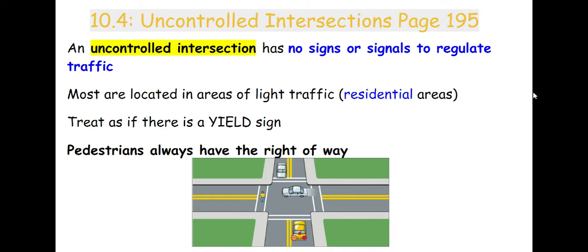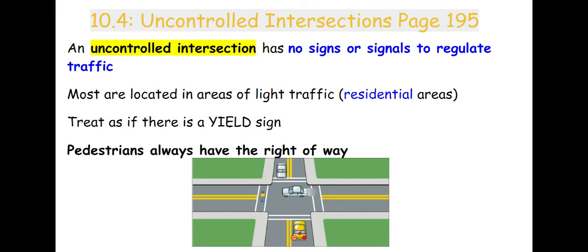An uncontrolled intersection has no signs and no signals to regulate traffic, which makes it a very dangerous intersection. We already know that intersections are the most dangerous of all parts of the roadway. Again, 80% of all incidents occur at intersections. Since an uncontrolled intersection has no signs or signals, there's greater potential for collisions or problems with yielding the right of way. So you're going to always treat it as a yield.